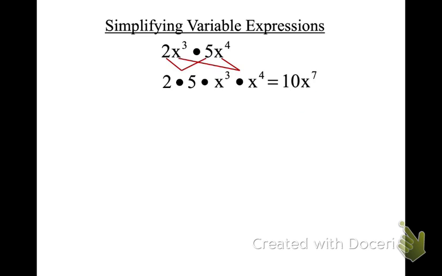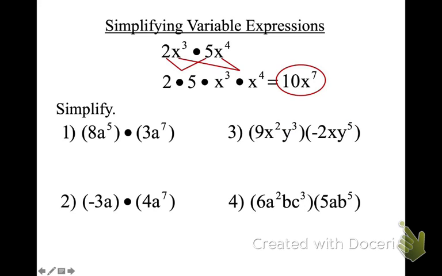Okay, so let's try some. All right, pause the recording and let's try some on our own. Now let's check your work. Remember we're doing coefficient with coefficient, so 8 times 3 is 24, and a to the 5th times a to the 7th. Remember we add those exponents, so that's a to the 12th.